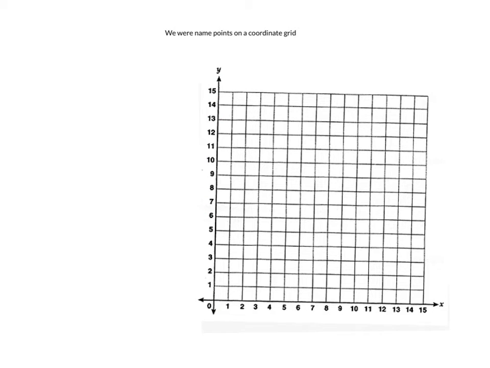Now, when we name a point on a coordinate grid, we use an ordered pair. So for example, we would label this point here (10, 2), because our x or horizontal axis is a 10 and our vertical or y-axis is 2. The way we write that is (10, 2). So we always list the x-axis first, the horizontal one, and then we list the vertical axis.